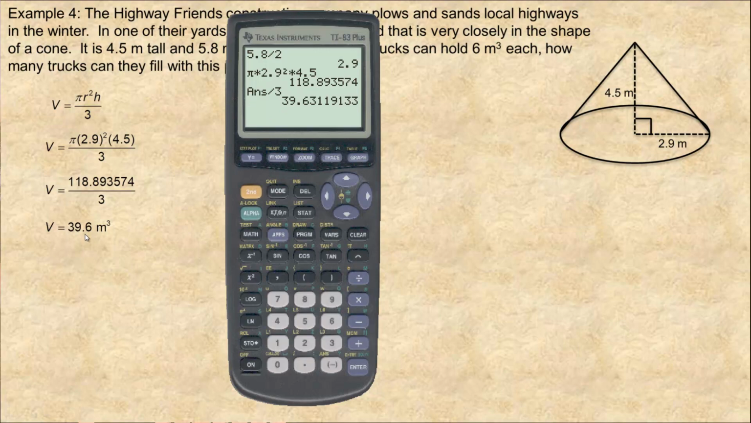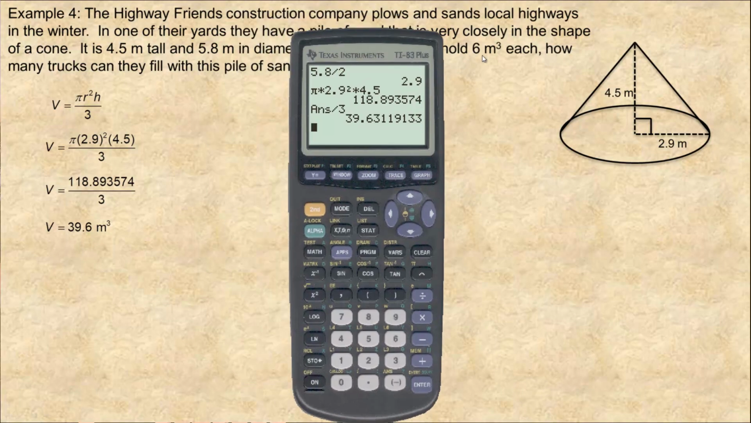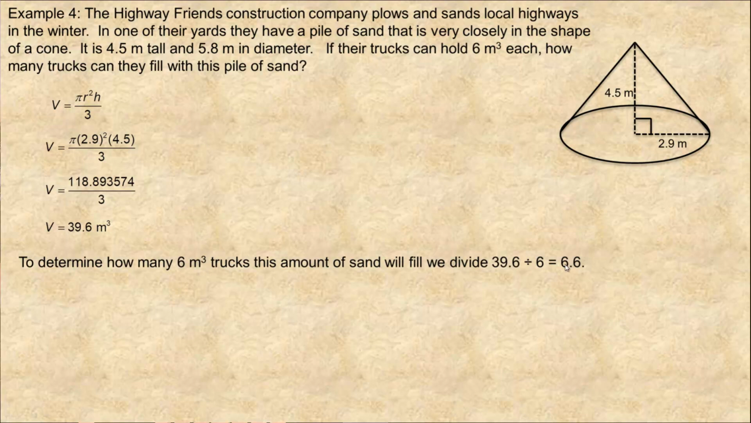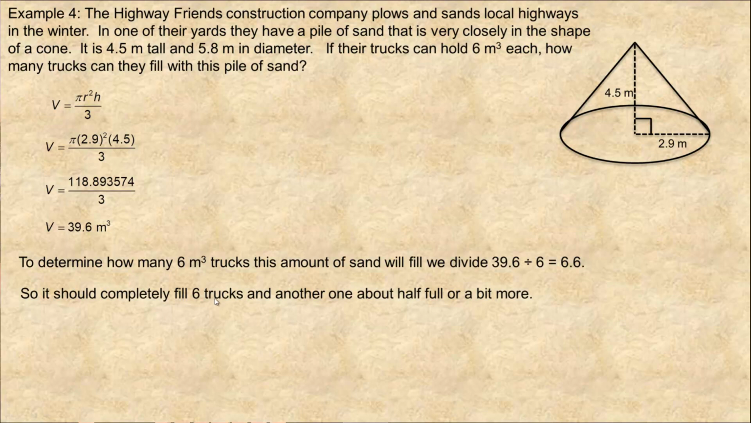So that's the volume of the entire pile of sand, and each truck can hold 6 cubic meters. So we would take that 39.6 and divide it by 6. So it works out to 6.6. So it's going to take 6 trucks and a little more than half of one. A seventh truck is going to be a little more than half full. So there's the calculation. I just showed it in my Texas Instrument calculator. So 6 full trucks and another one just a little more than half full, to haul away that entire pile of sand.